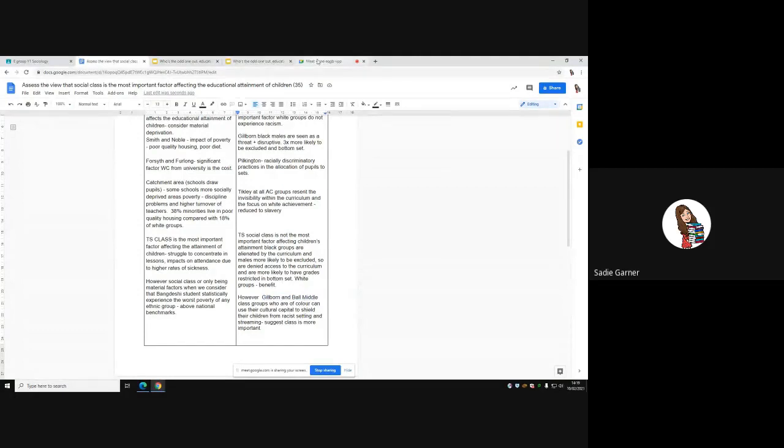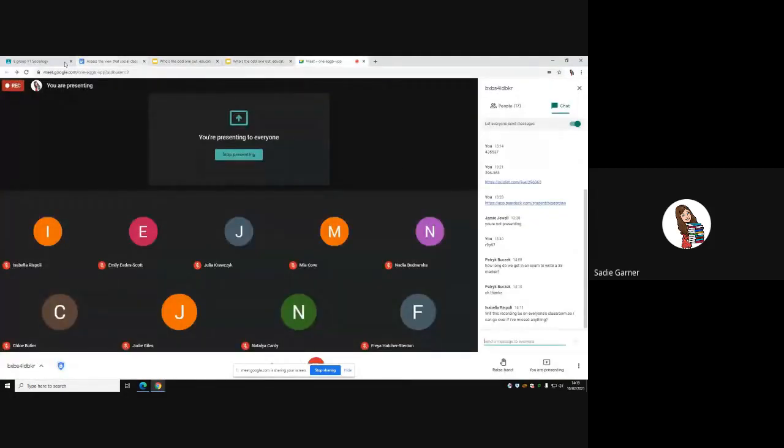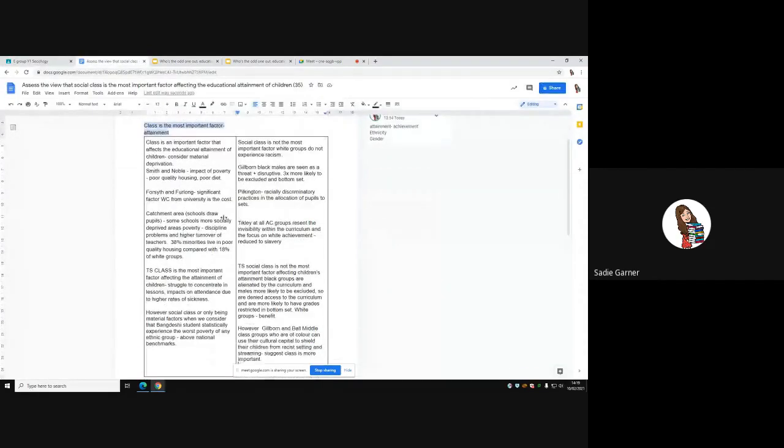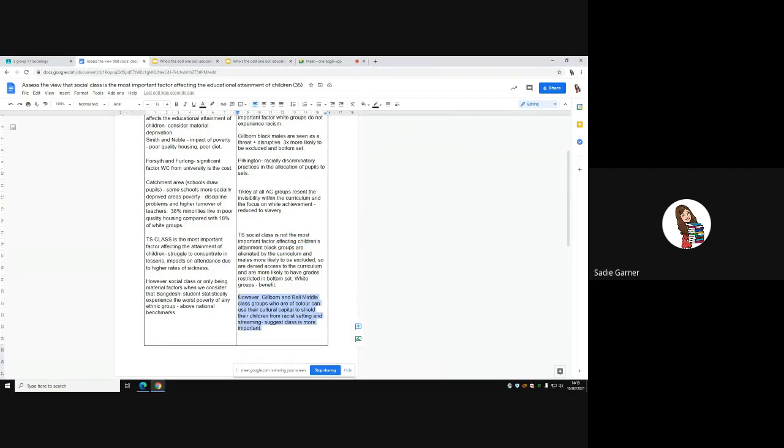Let's come back to the... Okay. Class, yep. Yeah, definitely class, because look at these specific things that impact attainment. No, doesn't stand up with Bangladeshi students. Yeah, but white groups don't experience racism. These are the specifics. It blocks achievement, blocks attainment. However, if you've got cultural capital, that's a shield, which does suggest that class is more important.